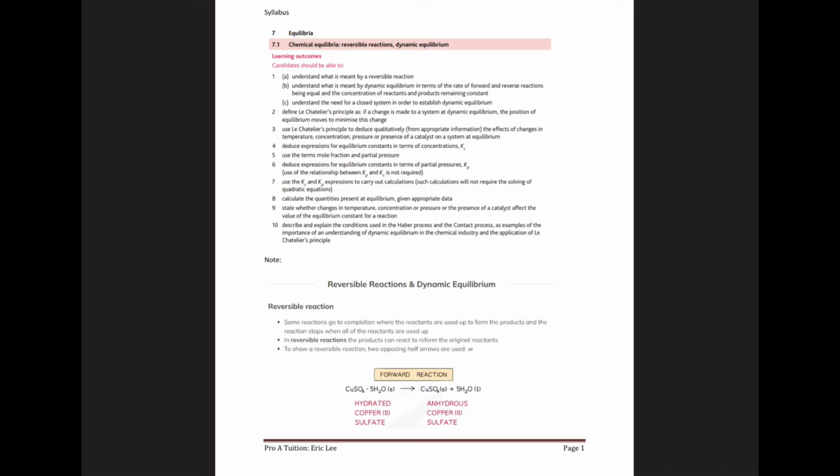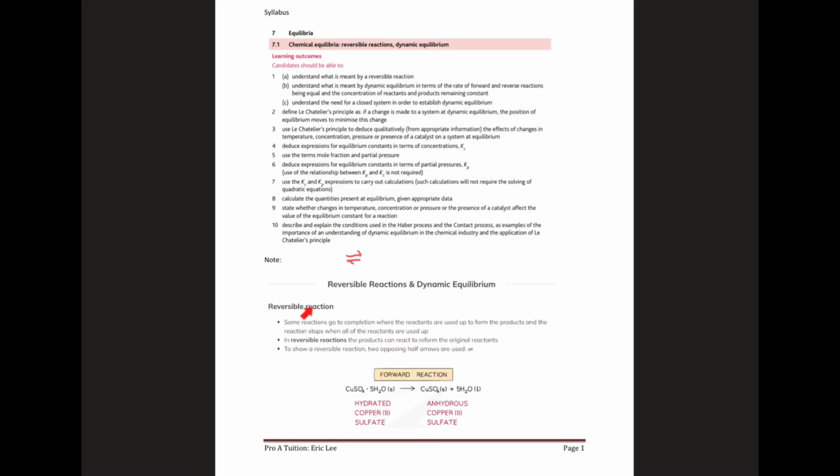So let's see, this chapter 7, Equilibria, is about reversible reactions and dynamic equilibriums. For reversible reactions, you should expect the chemical equation to have this kind of arrow, where they go forward and go backward. So you should see this kind of arrow for reversible reactions. If the reaction is this kind, we call it irreversible reactions.